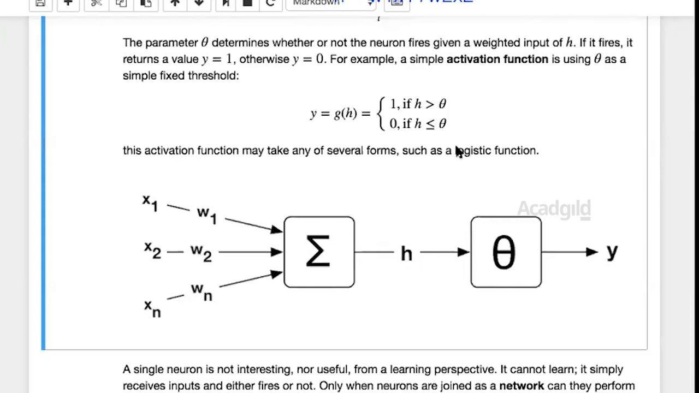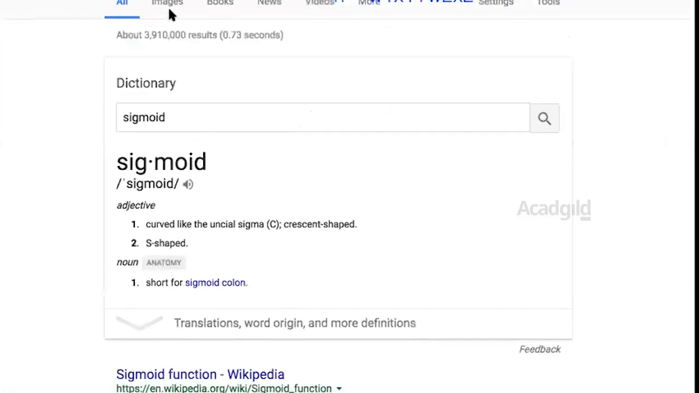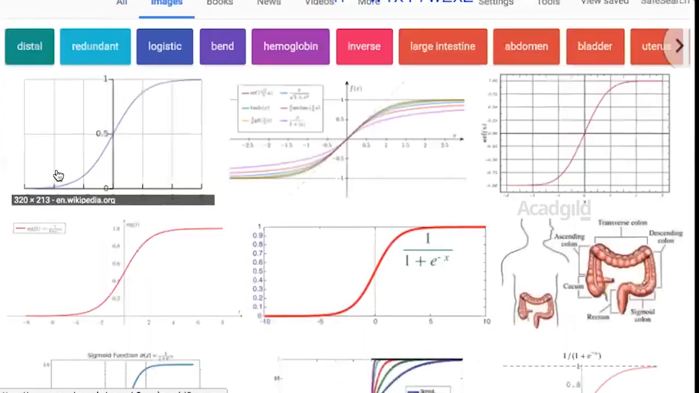It could be a sigmoid function. It could be a ReLU or a tanh. So I'll just tell you really quickly what a sigmoid function does. Think of it as, I'll show you a small graph that will help you. Sigmoid is a very important function in deep learning. All it does is it pushes something.